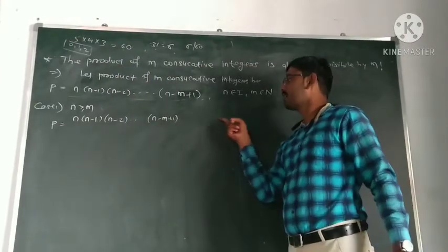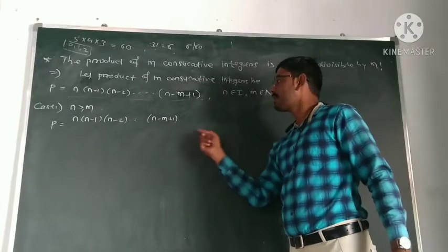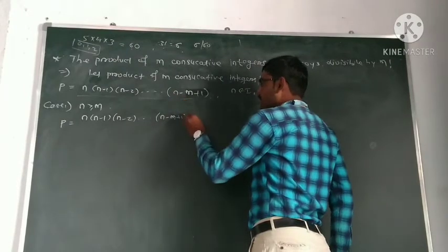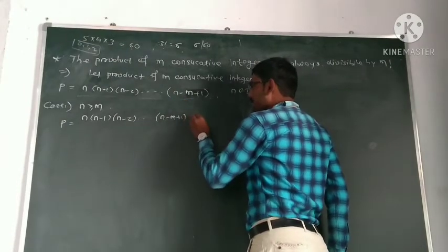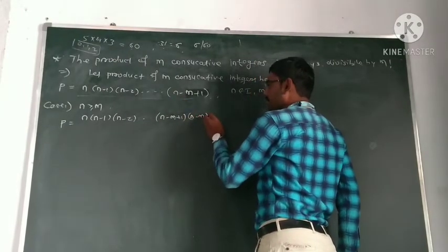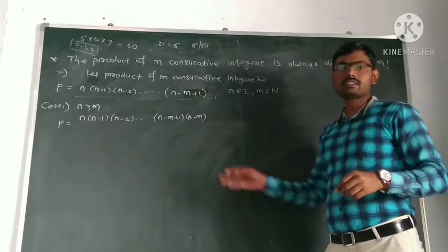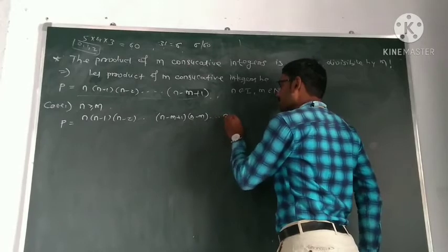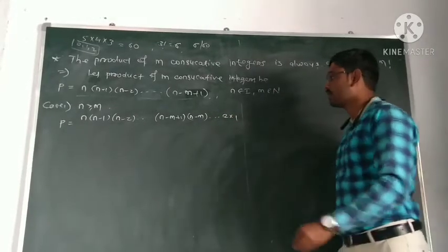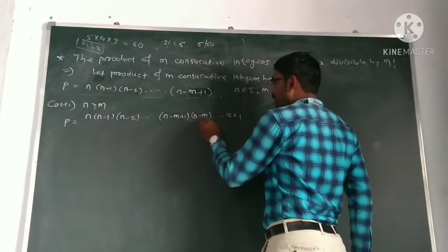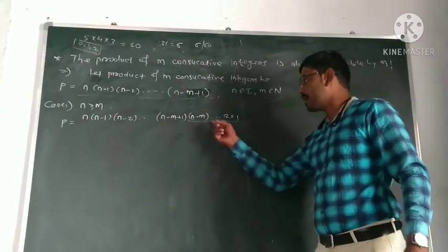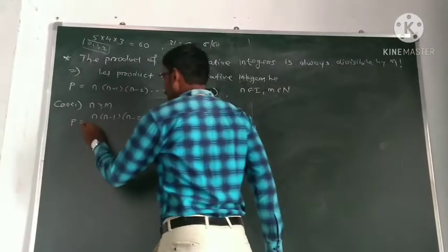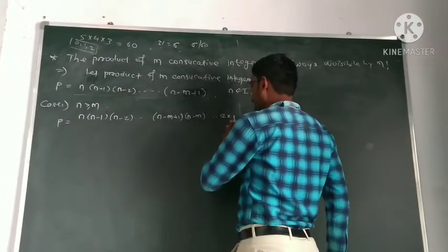Similarly, we will write here the remaining numbers up to 1 and divide by the remaining quantity. So next quantity will be n minus m, then n minus m plus 1, and so on, up to 2 into 1. We have multiplied by this extra quantity, so we have to divide by this quantity to maintain the same value of this product.